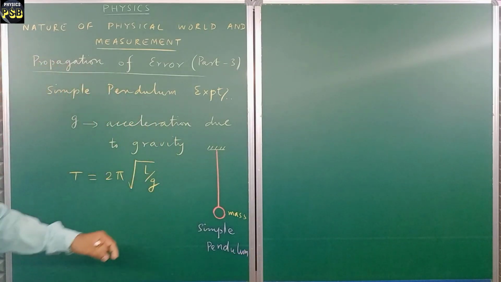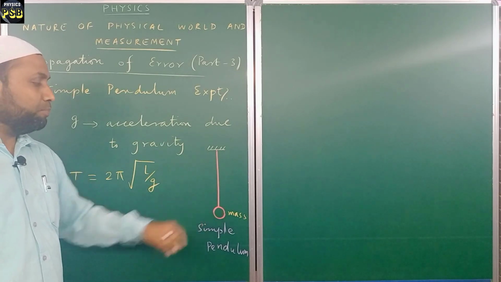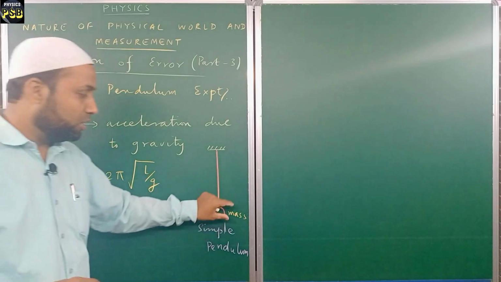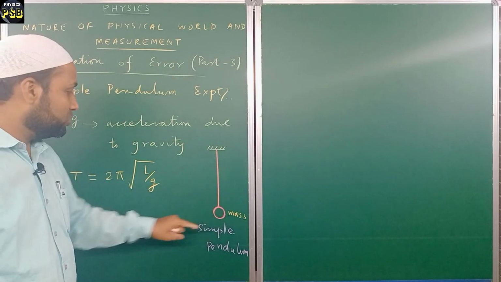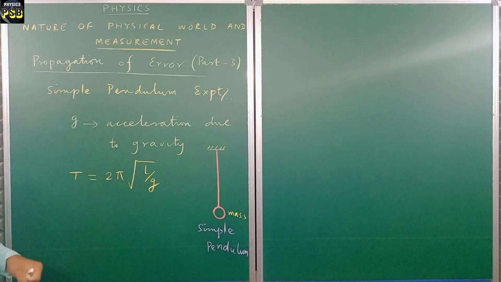Here, the time of oscillation, the time taken to complete one oscillation, does not depend on mass, whereas it depends on length. It is obvious from this equation.